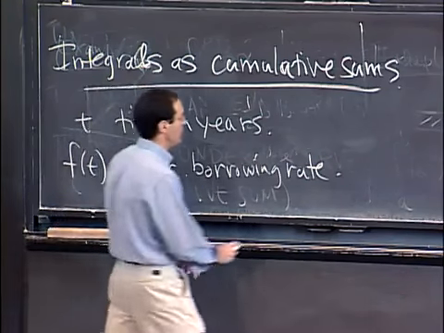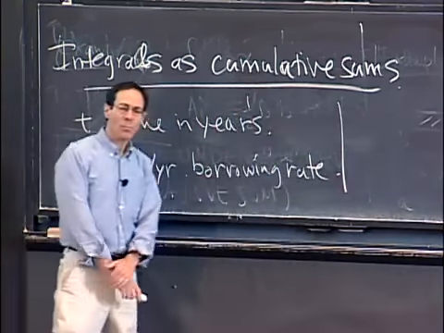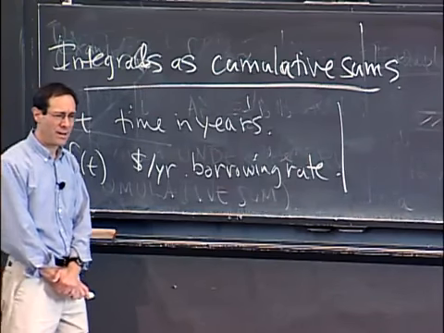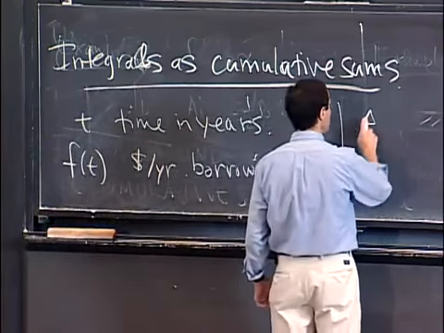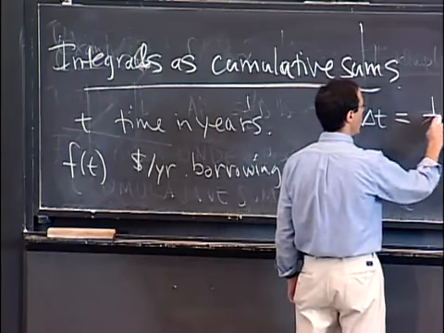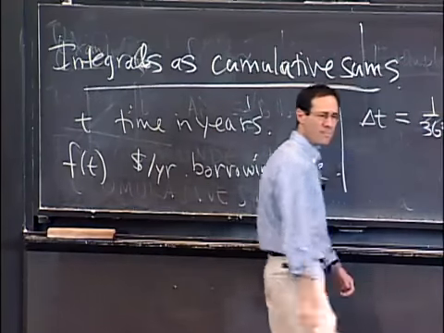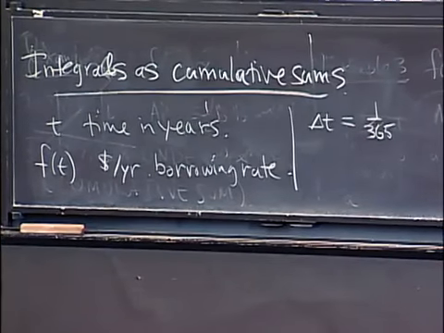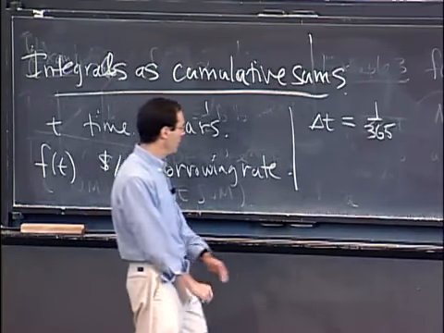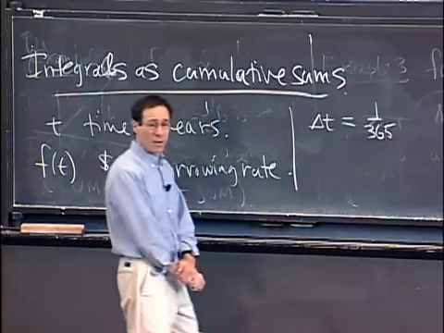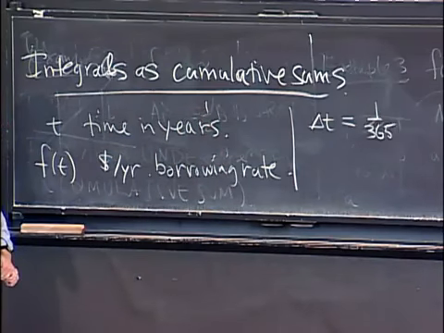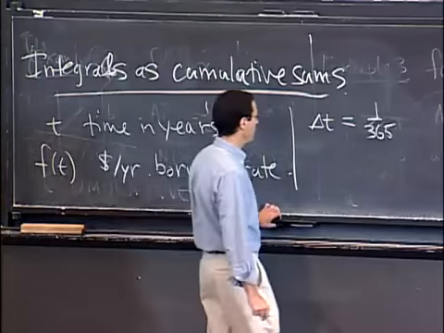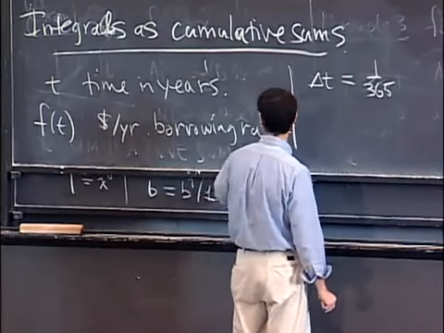Now, you're borrowing money, let's say, every day. All right? So that means delta t is 1 over 365. That's almost 1 over infinity from the point of view of various purposes. All right? So this is how much you're borrowing in each time increment. And let's say that you borrow.